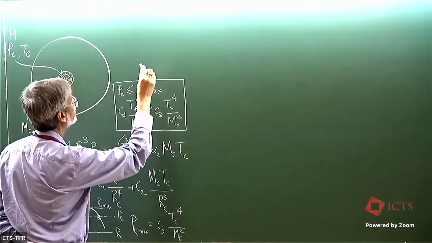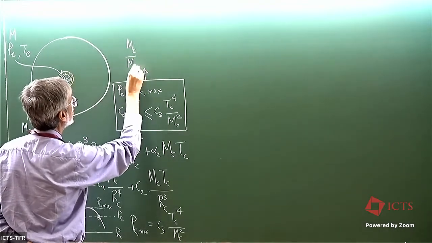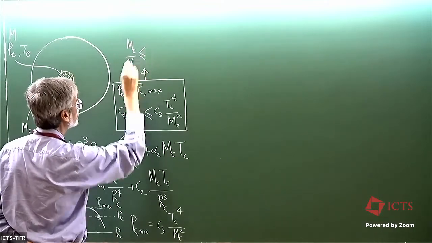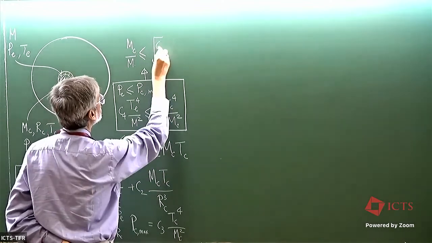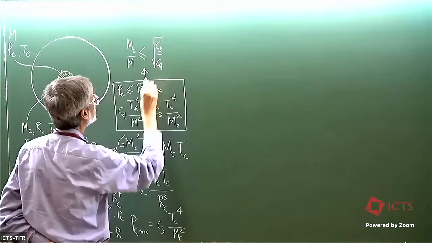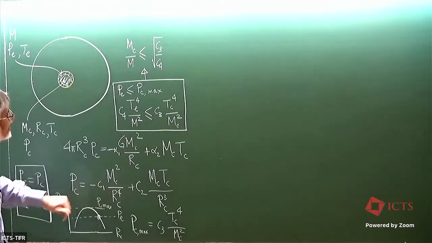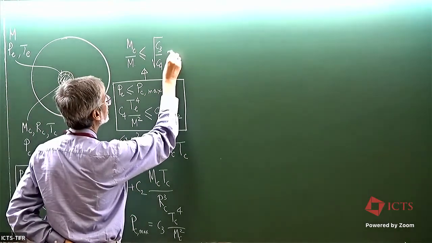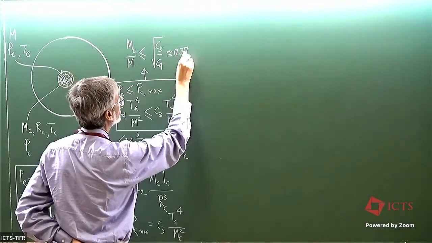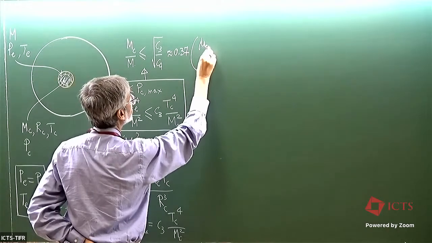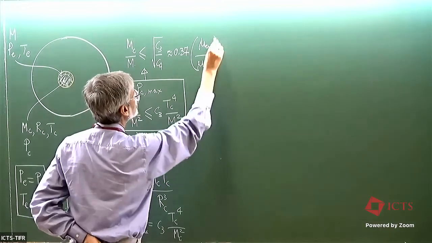So I have mc by M less than or equal to some square root of C3 over C4. And now one can put in whatever coefficients were there in C3 and C4. So if you evaluate it, it will be roughly equal to 0.37 times mu envelope over mu core, squared.